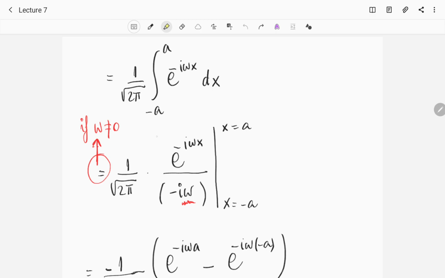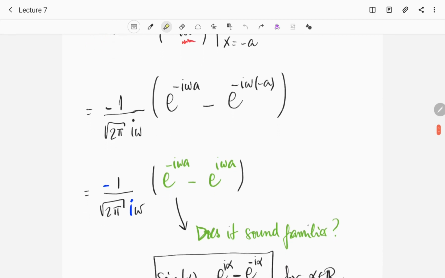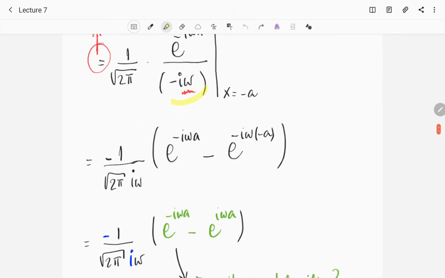So here we have an antiderivative for this function, so we solve this integral and we have to evaluate this at a and minus a, and that's what we have here, this quotient, this subtraction. And okay, this number, we put it together with the factor that we have in front. So here is our minus, and here we have i and omega.